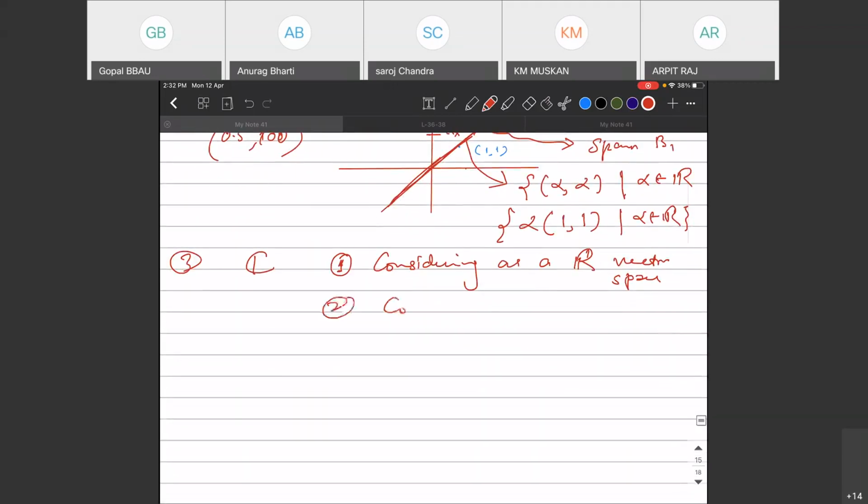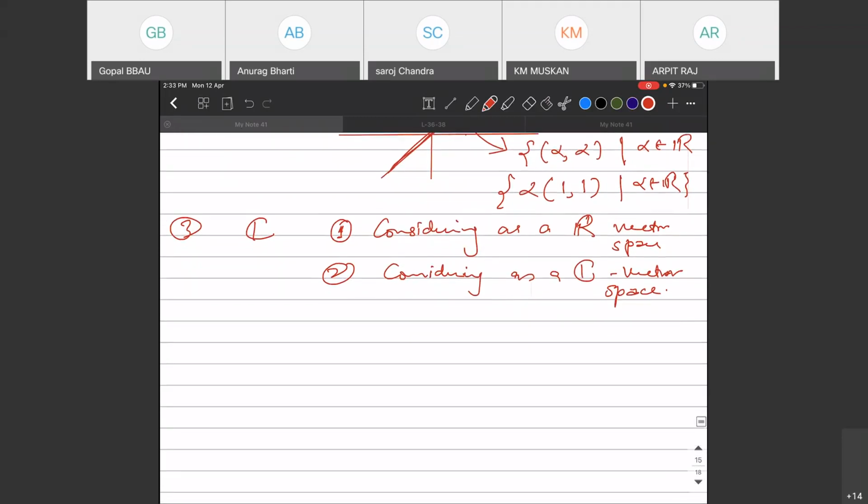Number two, considering C as a C vector space, meaning the underlying field is complex numbers. Okay, so please tell me, answer: what would be the dimension of C as an R vector space, and the dimension of C as a C vector space? Any guess?